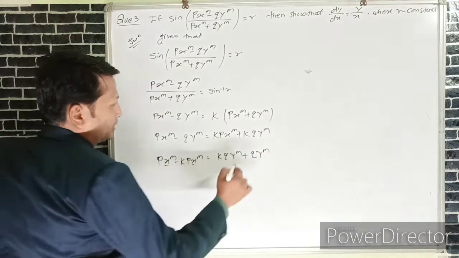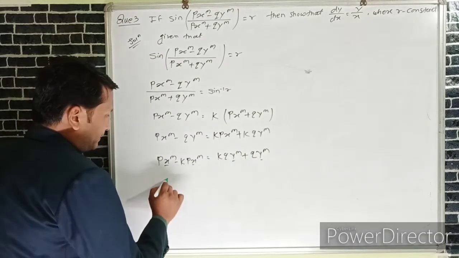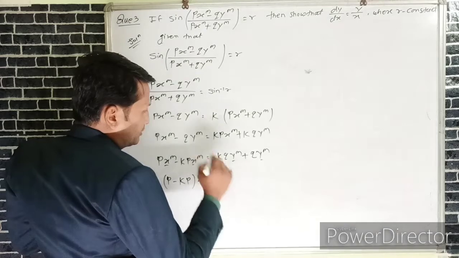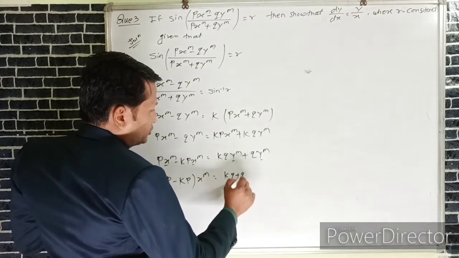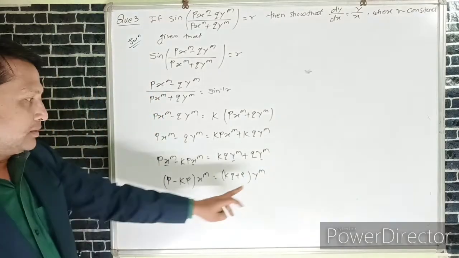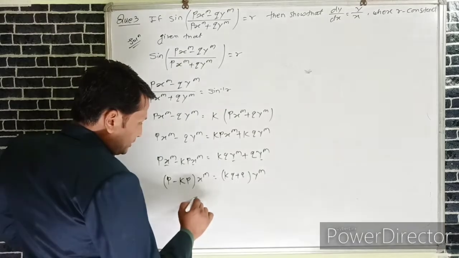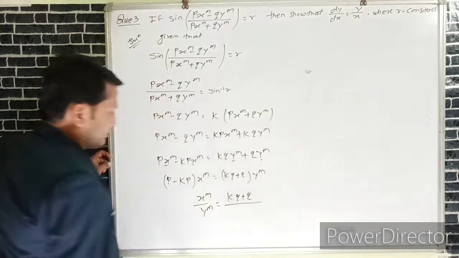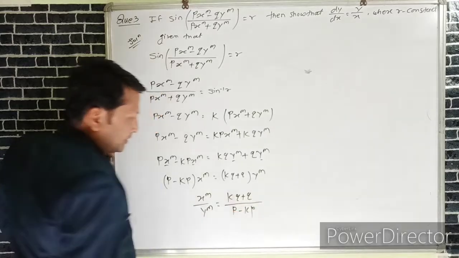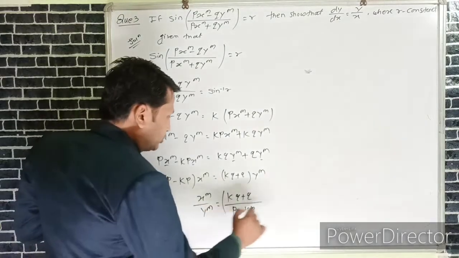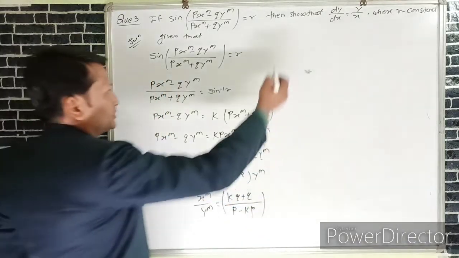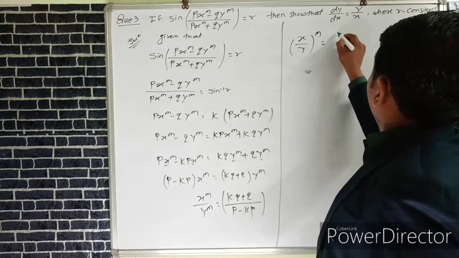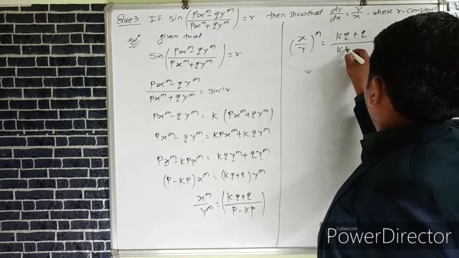If we take x^m common here and y^m common here, we can write (p minus kp) into x^m is equal to (kq plus q) into y^m. If we take y^m to the left side, we can write x^m upon y^m is equal to (kq plus q) upon (p minus kp). Here the whole term (kq plus q) upon (p minus kp) is a constant, then we can write (x upon y) whole raised to the power m is equal to (kq plus q) upon (kp minus p).